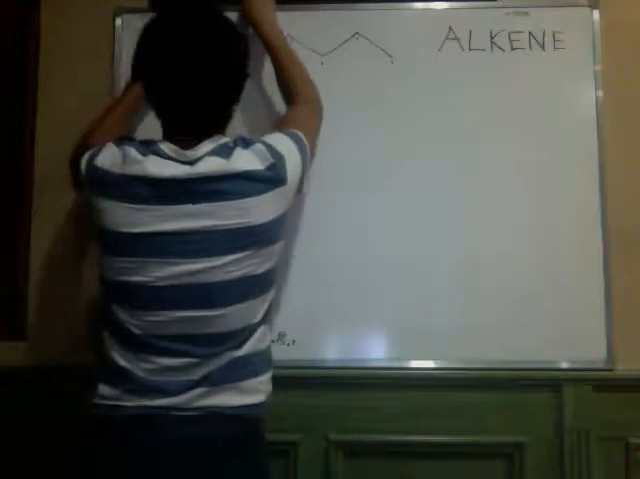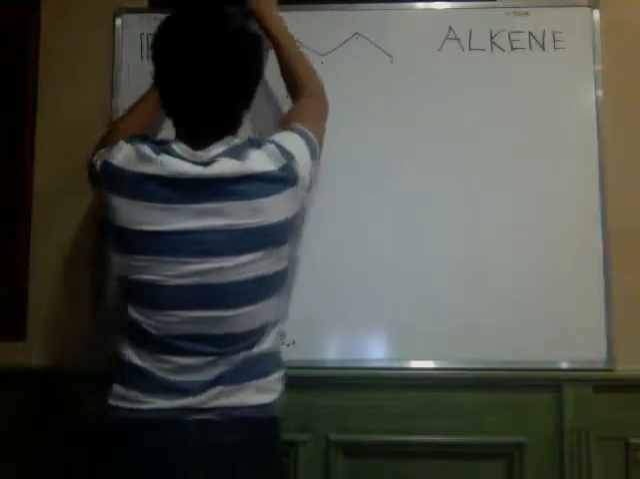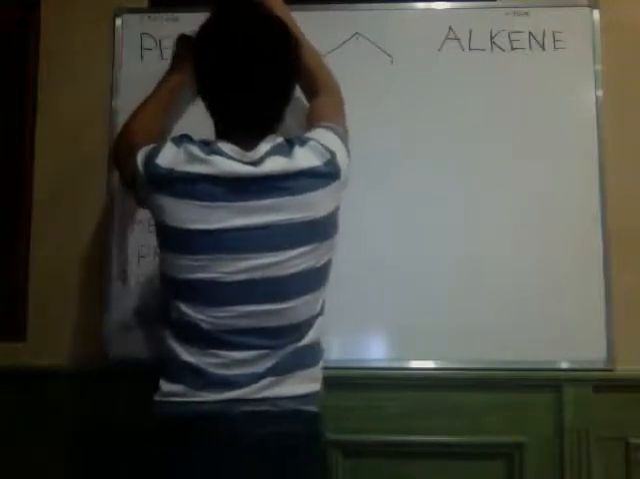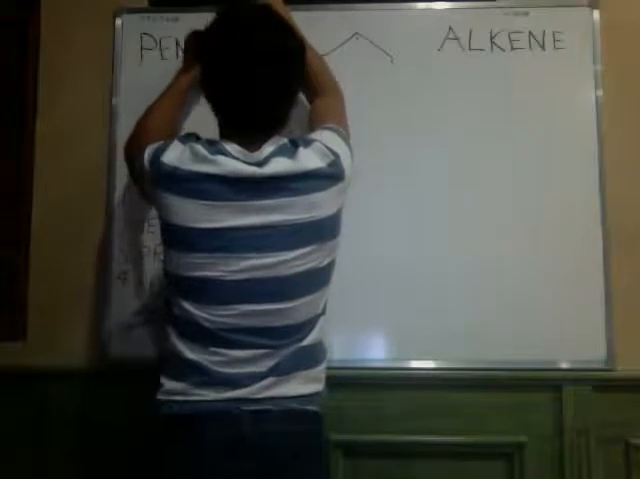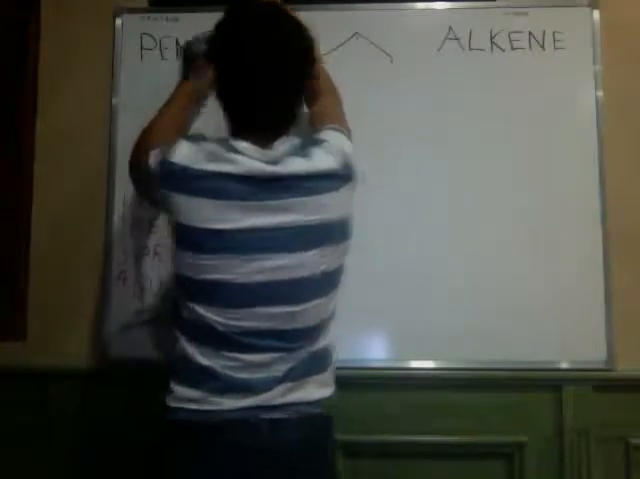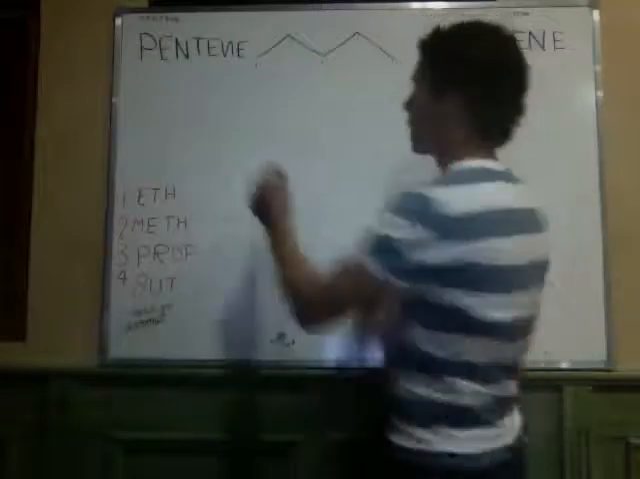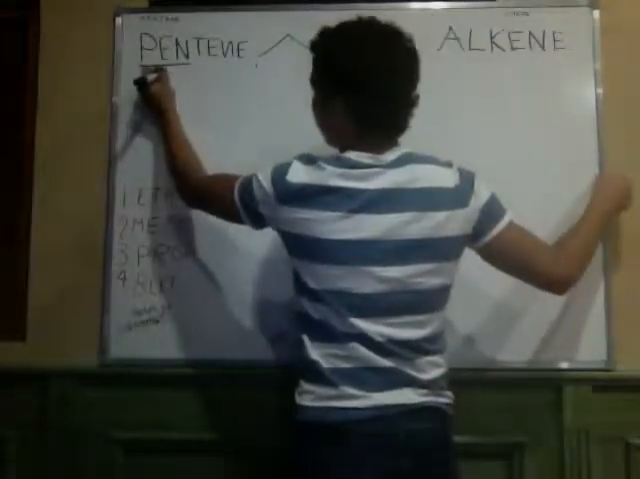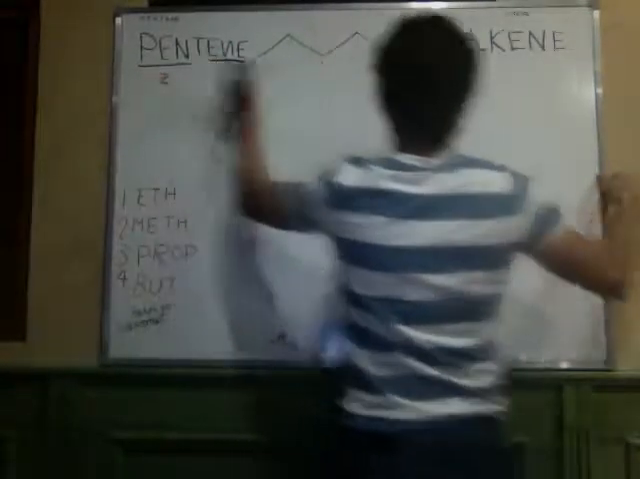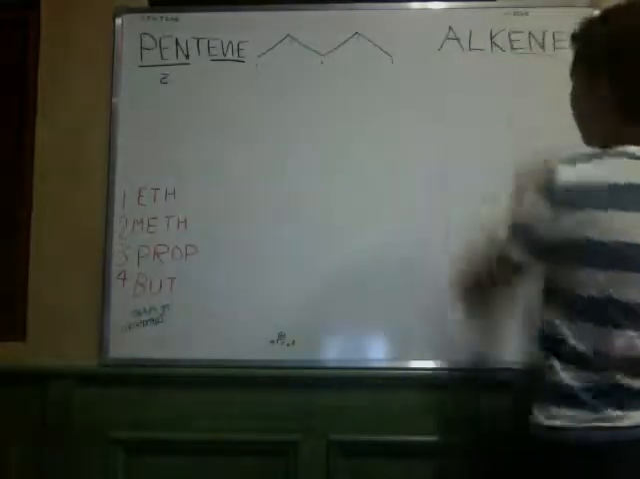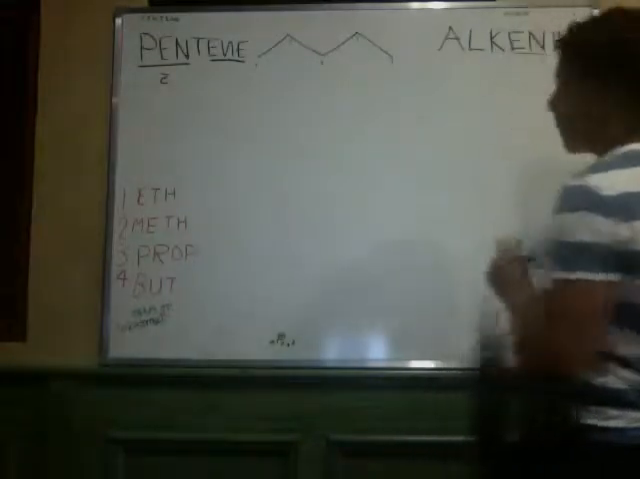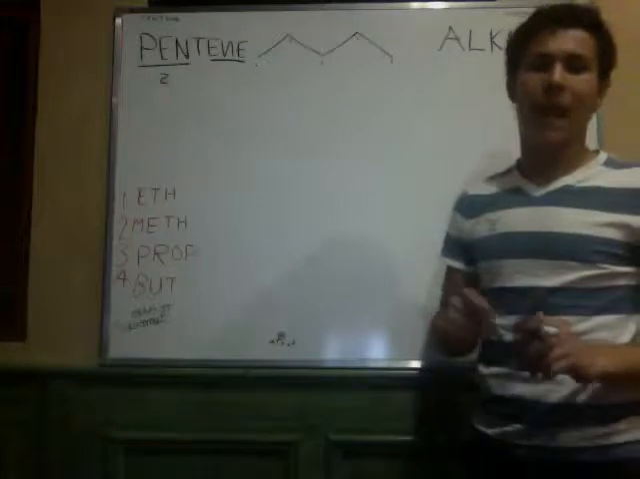But this, by having 5, as I just said, would be a pentane. The reason why it's pentane is because of pent, 5 carbons, and alkane, the ending. It's really important.